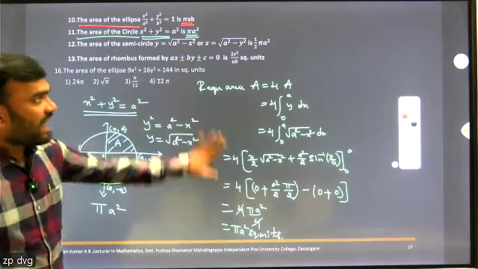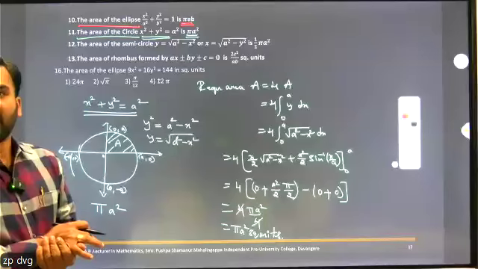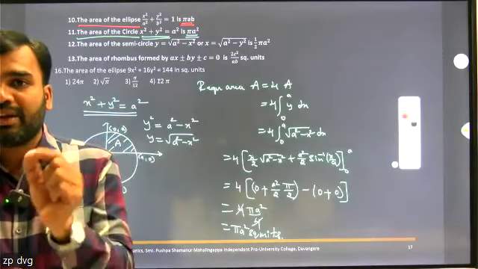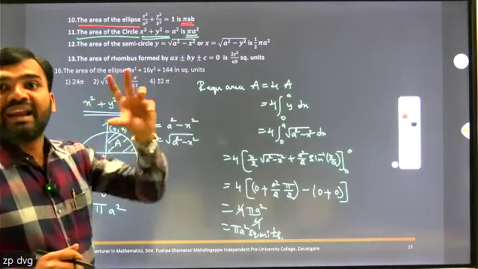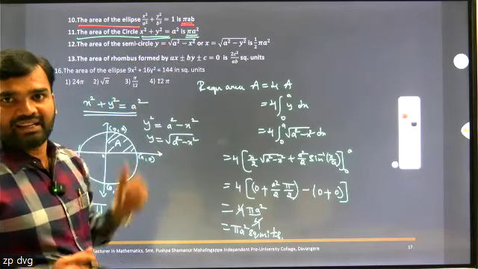See, this is what we are actually doing in PU. Okay? It will take more time. Better in competitive exams, the area of a circle x square plus y square is equal to A square means pi A square. Radius we have to take. Whatever it may be, suppose 2 square means 4 pi. Like that we are taking.